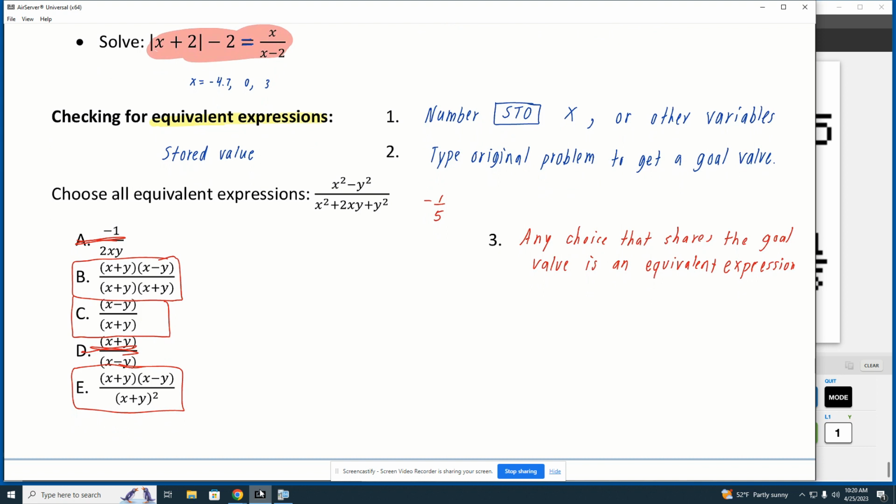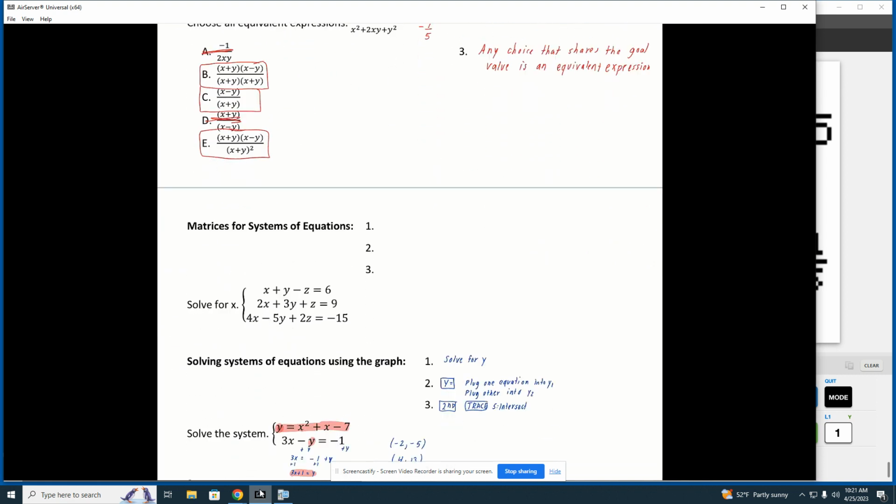Equivalent expressions, please remember stored value. You're going to put your number, and then you're going to store it for x or any other variable you need. Okay? Questions about that? Okay, let's go to the back side.